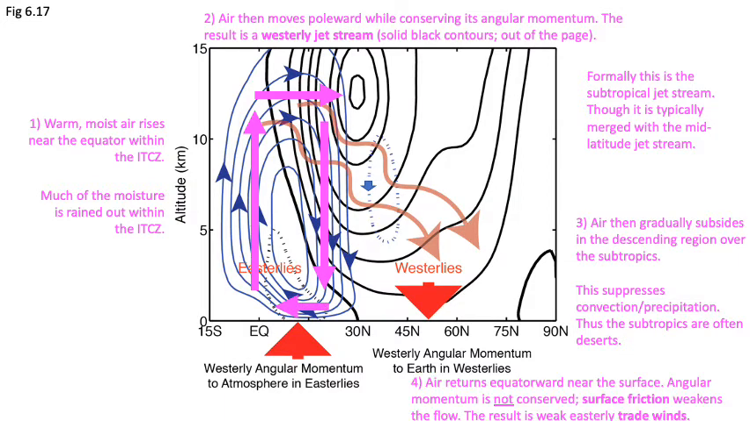And then the last step is that air returns equatorward near the surface. This is really important, because being near the surface means there is a frictional torque due to surface friction, and so angular momentum is not conserved. In general, surface friction weakens the flow in either direction, and we'll come back to that. So the result is a weak easterly trade wind.